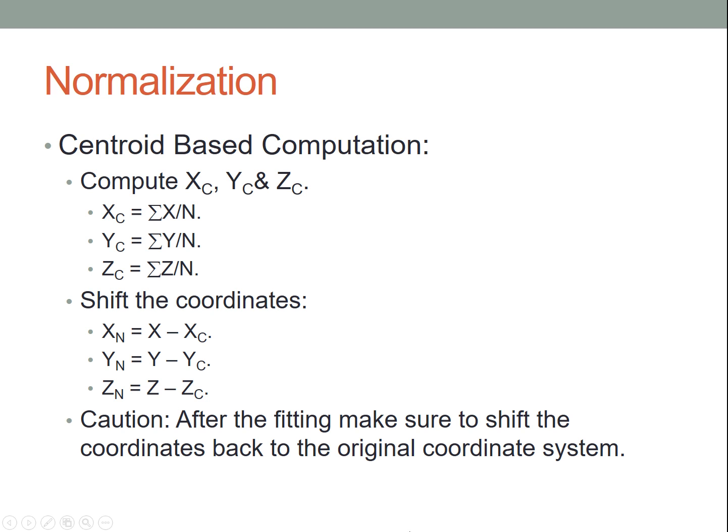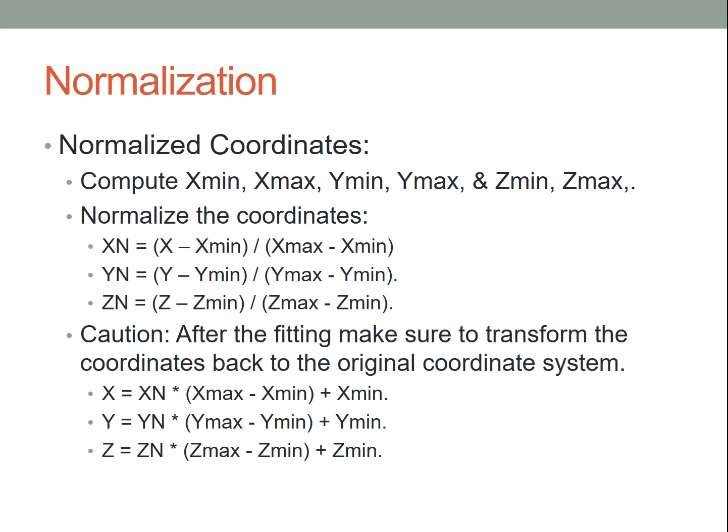But then once you fit it, you have to shift it back to the original coordinate system, right? Because otherwise it's really deceiving. So this is one way of doing it. It does minimize the issues that you might have in your design matrix when you go to inverse it. But a better one is true normalization.